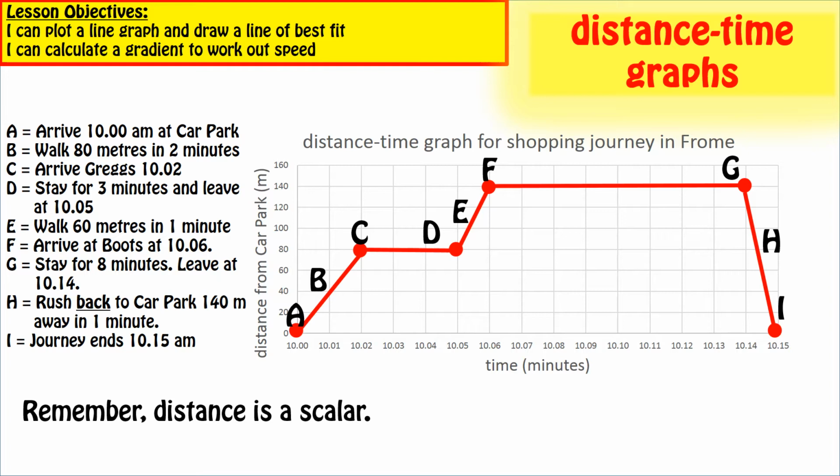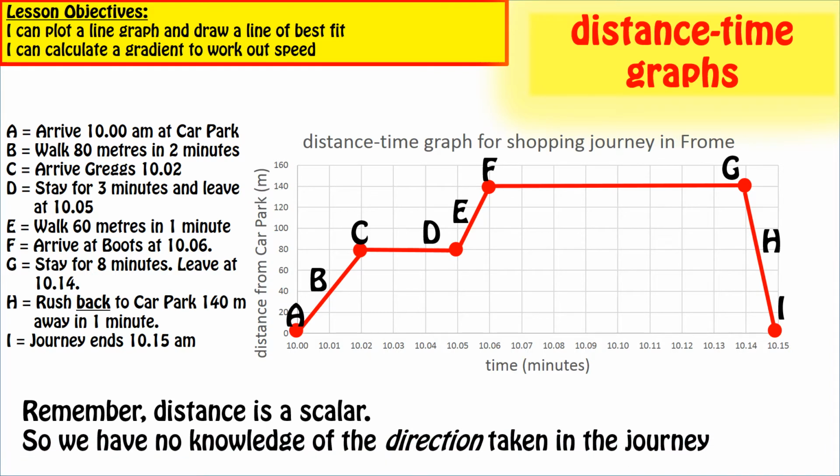So you might remember from a couple of lessons ago that distance is a scalar. So we know nothing about the direction of the journey. We don't know if we're going forwards or backwards or left or right. It's a scalar. All we know are the distances and the times. We don't know what direction anything's going in.